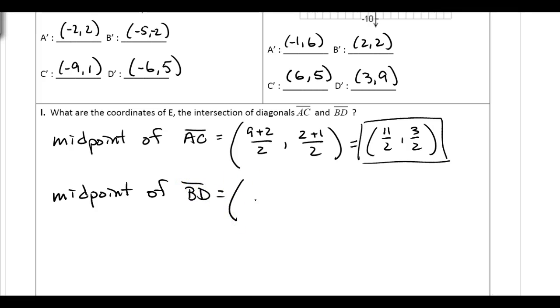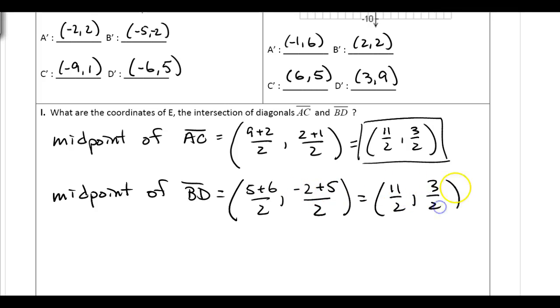So we're going to do the same thing. The x coordinates for B and D were 5 and 6, so 5 plus 6 divided by 2. And the y coordinates were negative 2 and 5, so I'm going to add those and divide by 2. And if I simplify, 5 and 6 is 11, so that's 11 over 2. Negative 2 plus 5 is 3, so that's 3 over 2.